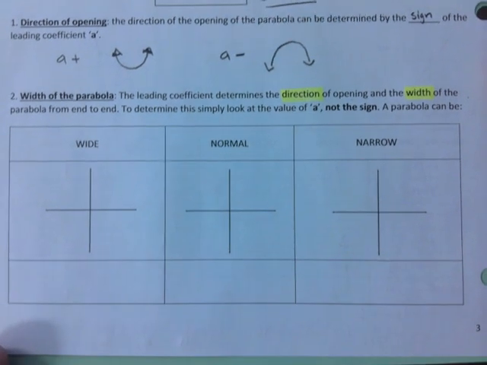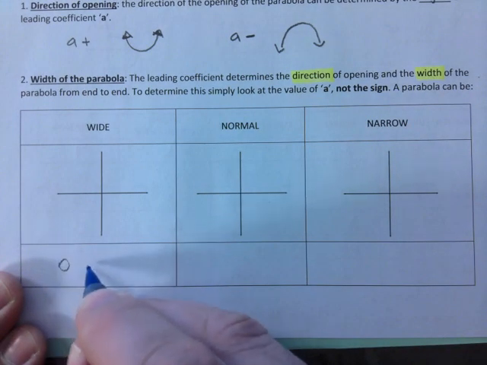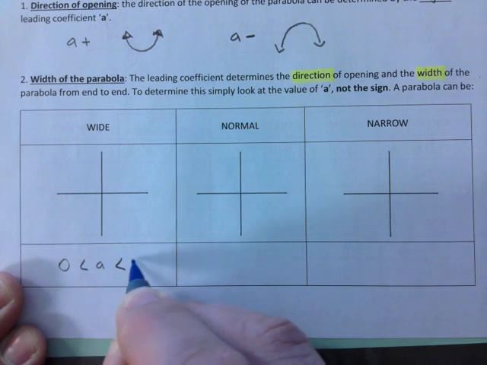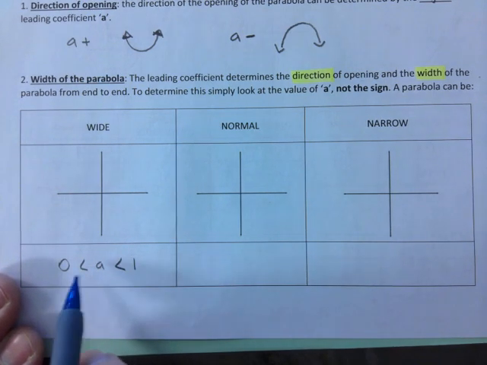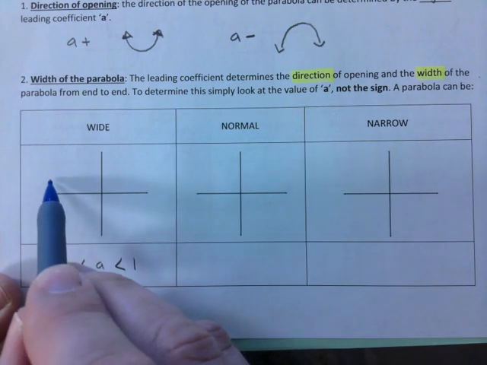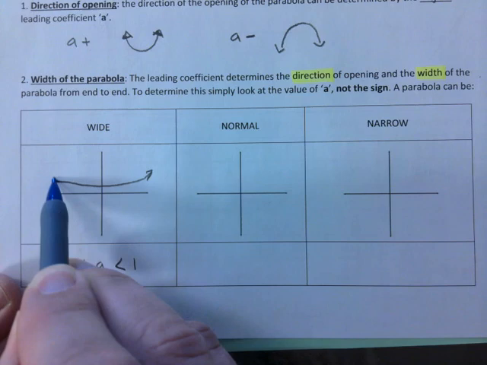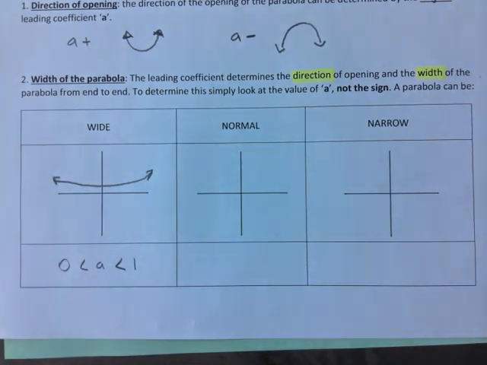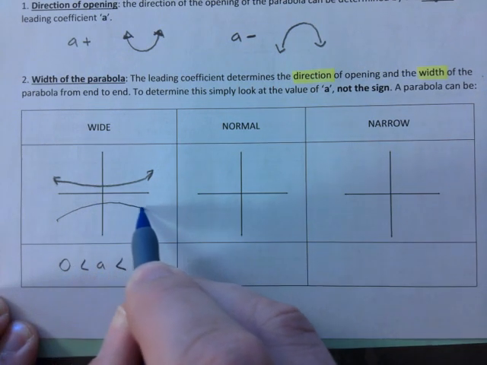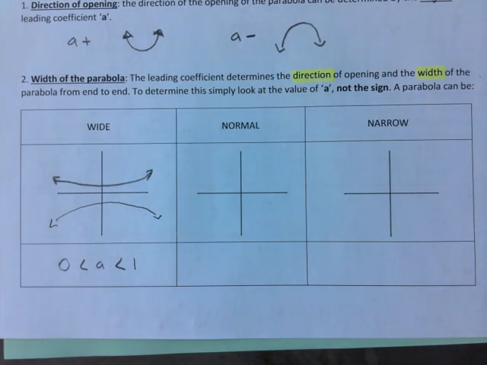So you want to focus on these three here. Some of you like visual, so if the leading coefficient is anything between 0 and 1, you'll have a wide parabola. What I mean by that is, when you look at the screen, it's going to look like this. It's going to take a long time to open for you to realize that this is actually opening downwards. So it's a wider parabola.